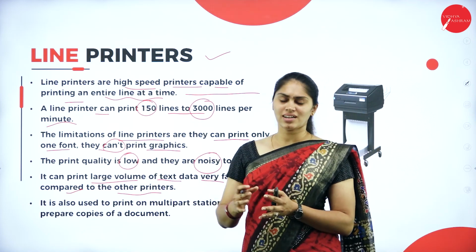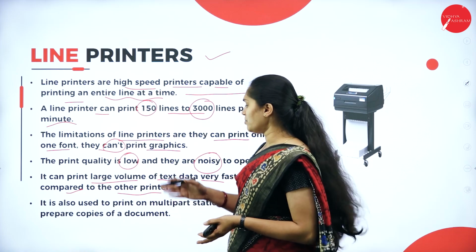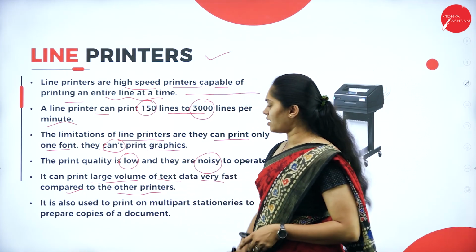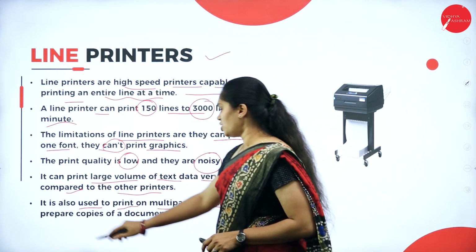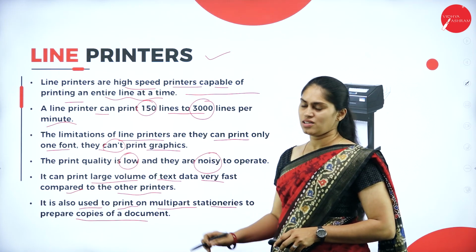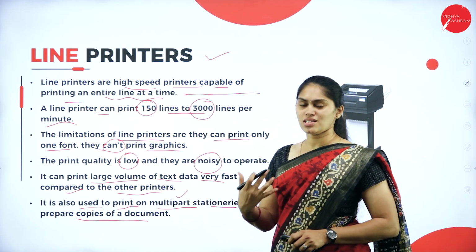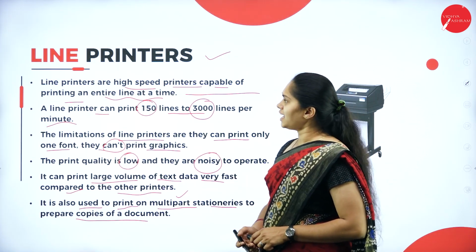But we have one more advantage when we compare this line printer with the dot matrix. It is going to produce a large volume of text at a time. It is also used to print on multi-part stationery to prepare copies of a document. So line printers are used in most stationery to have multiple copies of the same data. That's all regarding line printers.